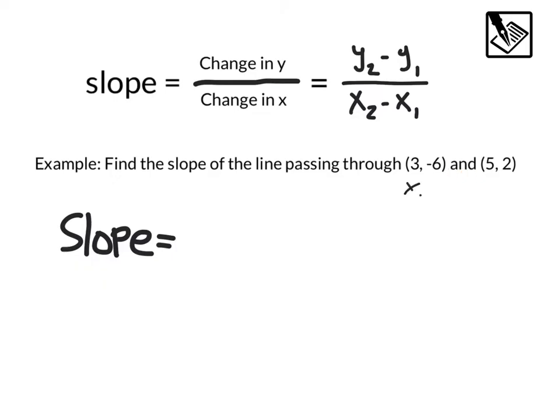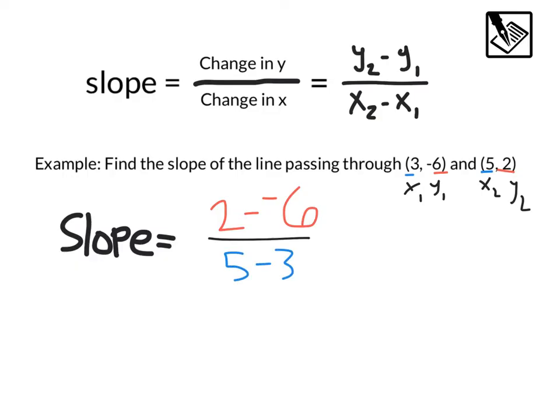I'm going to label this my x1 and my y1, and my x2 and my y2. Now it doesn't matter if we switch these around and say x2, y2, x1, y1. We just want to stay consistent when we set up our slope equation. Here we have the slope equals, I'm going to say our y2 minus y1, that's 2 minus negative 6, all over our x2 minus x1, 5 minus 3.